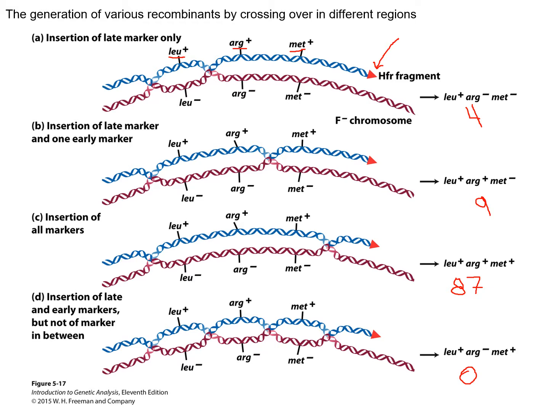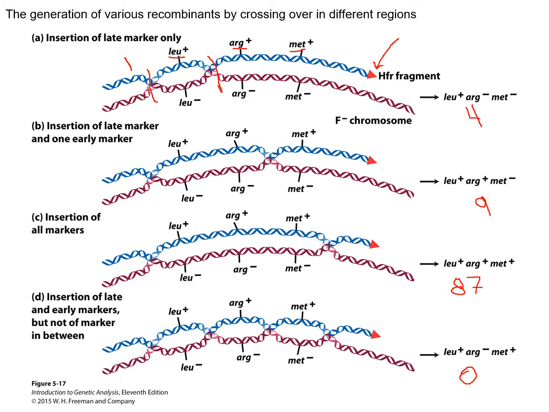So the reason this is only 4% is because the conjugation had to happen a long time, which, remember, they can break at any moment, and so genes closest to the origin get transferred at a higher percentage. So this means that it had to happen a long time to ensure that leucine was across the bridge before the bridge broke. And then the crossover event had to happen between arginine and then after leucine for only that gene to be transferred. So this is a very rare occurrence, right?